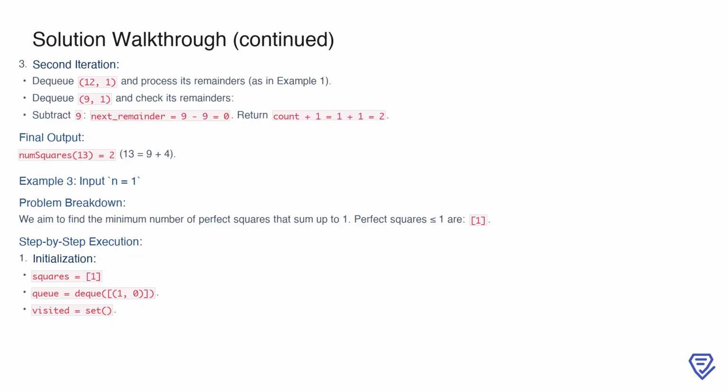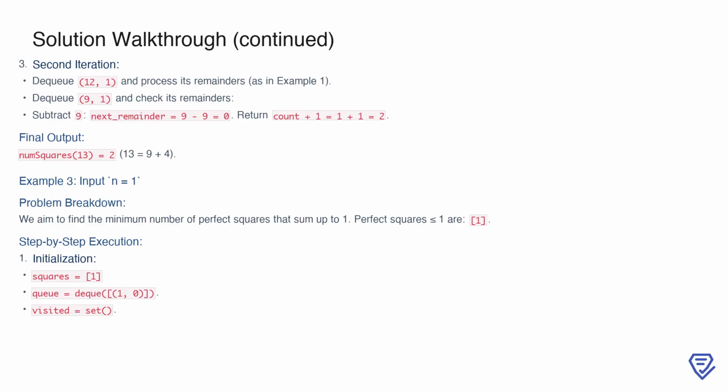Next, we process the queue further. Dequeuing (12, 1) involves exploring its remainders, which is similar to our earlier example with n equals 12. Then, we dequeue (9, 1), and check its remainders. Subtracting 1 results in 8, subtracting 4 results in 5, and subtracting 9 results in 0. Since we've reached a remainder of 0, we stop here. The total count of squares used in this path is 1 plus 1 equals 2. Therefore, the minimum number of perfect squares that sum to 13 is 2, and the squares are 9 plus 4.